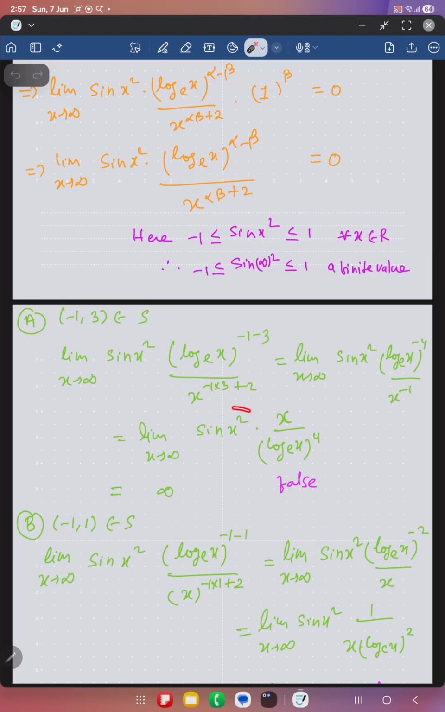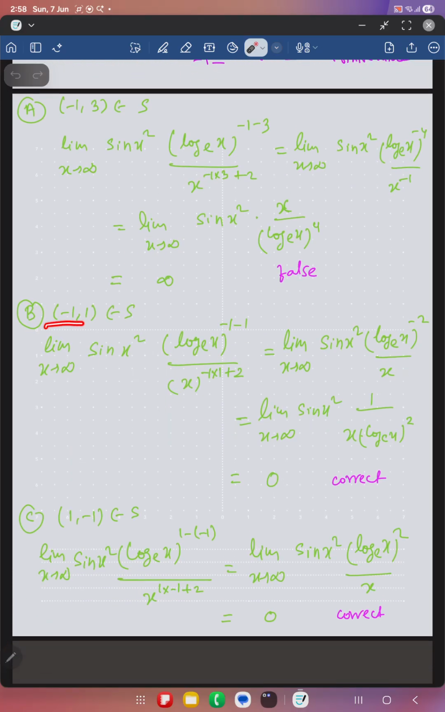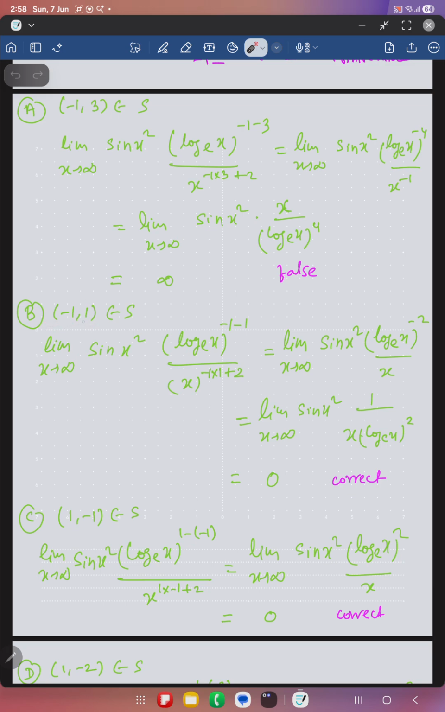In this way you are saying that this is some finite value, this is infinity, this is also tending to infinity, but this will be the leading term, because x is always greater than log e x. Okay, so this will be a little less than this, so finally this will be the dominating term, so this expression will take the value of infinity. But according to the question its value should be 0, so this option we will discard. Okay, false. Now come to the next option, minus 1 and 1. When alpha is minus 1 and beta is 1, does it belong to S?